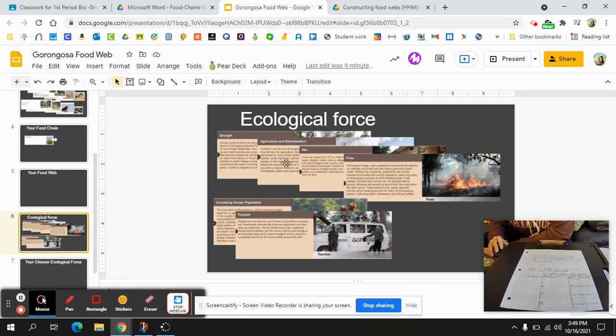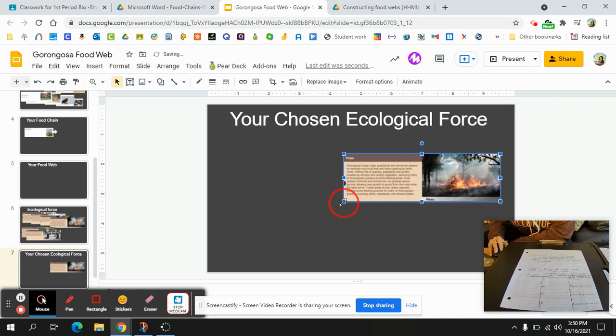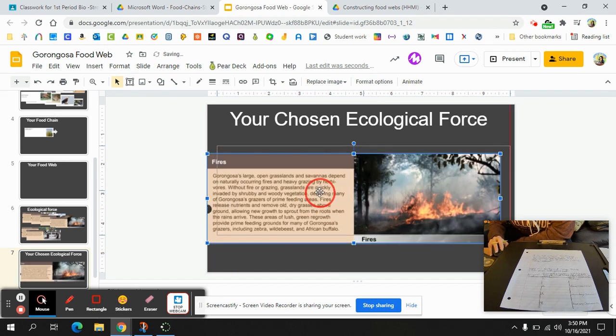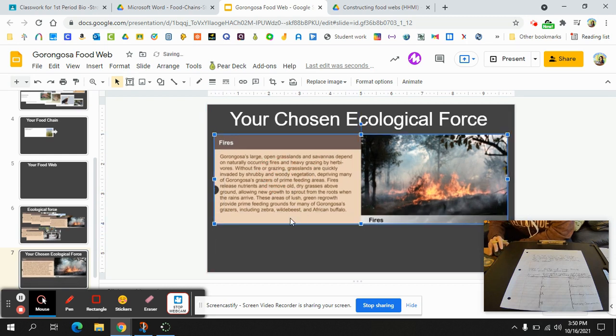Once you've chosen one that you would like to do, you can read them all if you would like, but when you click on one, you can copy it and place it into the one that you are going to choose, and then you can increase the size. And that'll allow you to read it more efficiently. You will use the information on this card to complete your table.